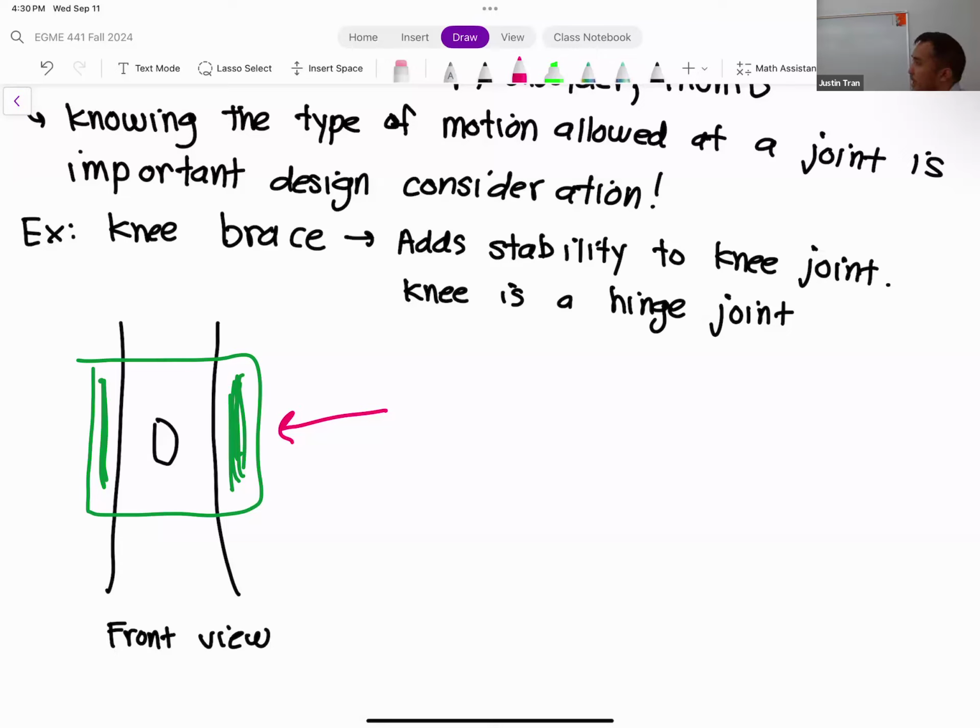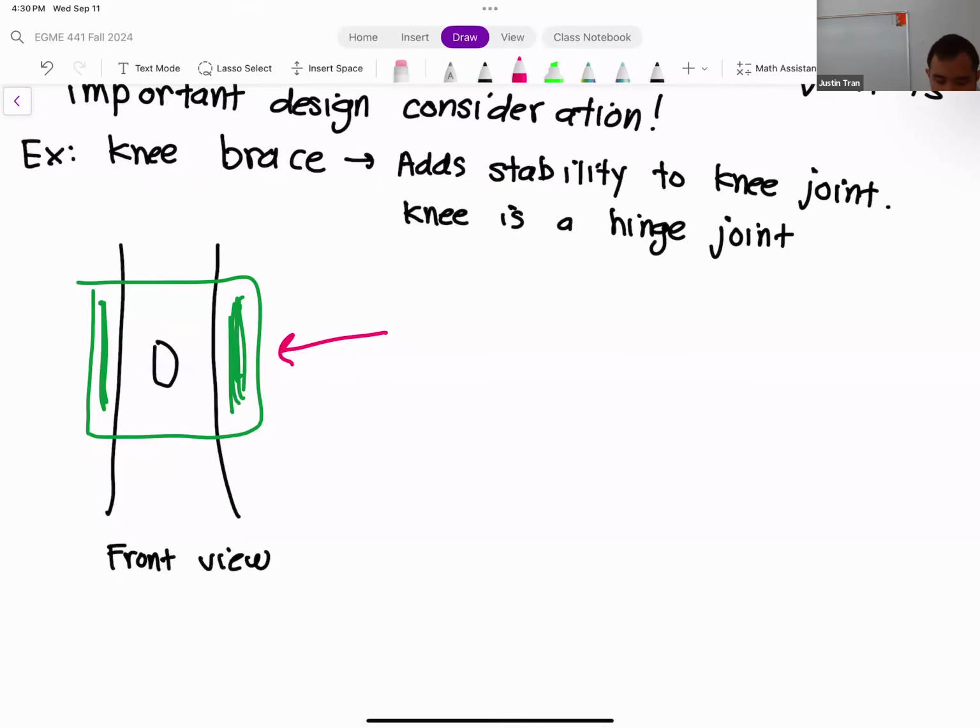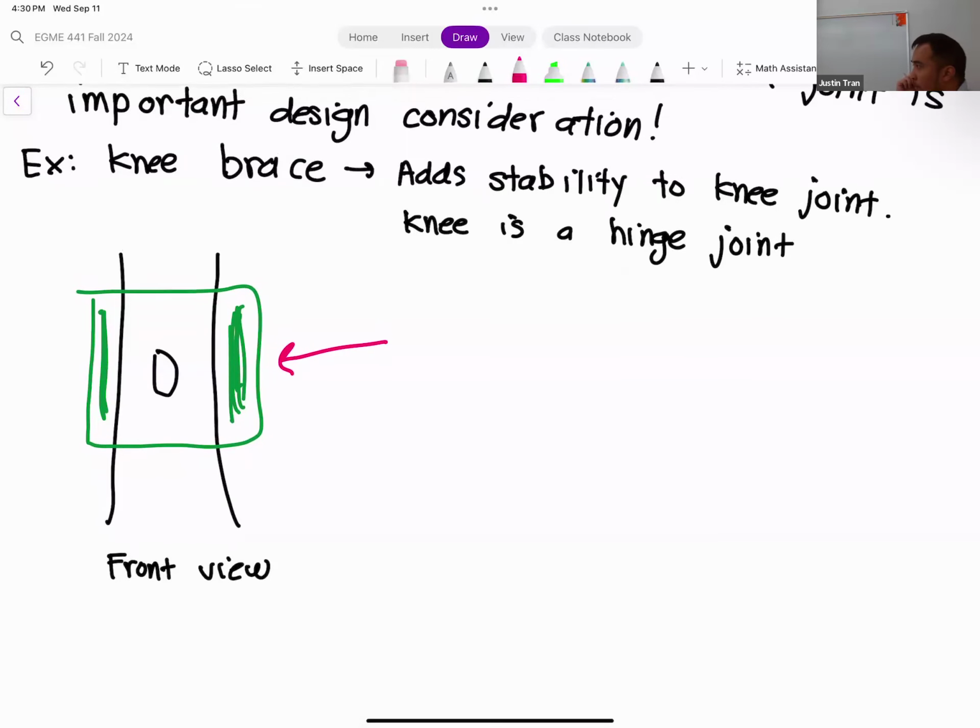basically prevent that. So if you go to a company that designs these knee braces, they have a very intimate understanding of how the knee is supposed to bend, and the most common ways that people can injure themselves. And they've designed their knee brace to help prevent that.